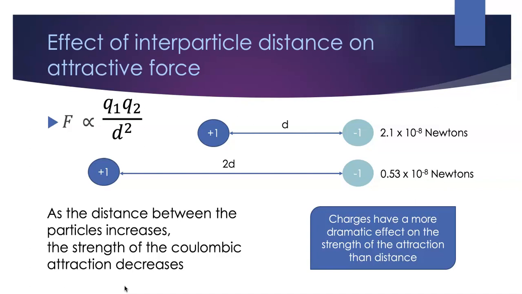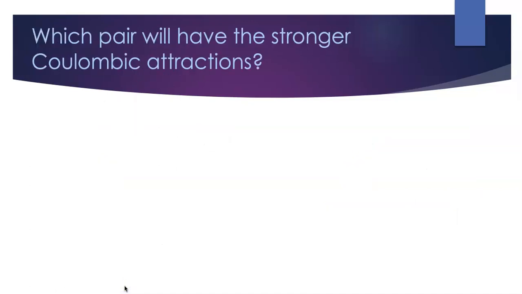All right, I do know that charges have a more dramatic effect on the strength of the attractive force than the distance. So if you first look at charge and then you look at distance when you're dealing with Coulomb's law. So let's do some practice problems. Typical questions you might be asked might be which species in the pair will have the stronger Coulombic attractions.